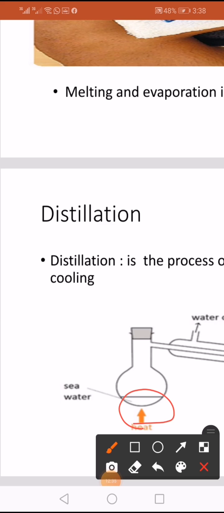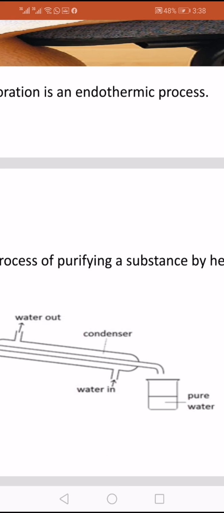Again, if we have seawater and want to purify this water, we should use a distillation process. What happens in the process? We heat the seawater, so the water evaporates like this and passes through the tube. This tube is surrounded by a condenser. The job of the condenser is to cool down the water vapor. After the water vapor cools down, it turns into liquid, pure liquid or pure water.